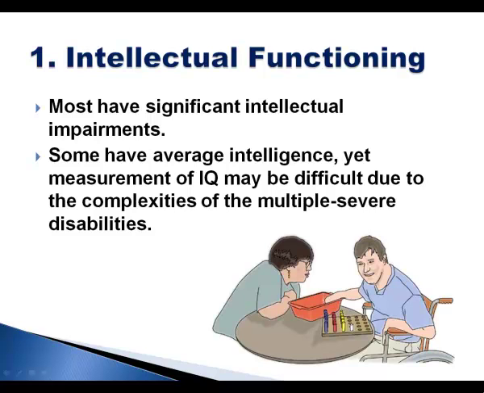Let's look at number 1, intellectual functioning. Most have significant intellectual impairments. Some have average intelligence, yet measurement of IQ may be difficult due to the complexities of the multiple severe disabilities.